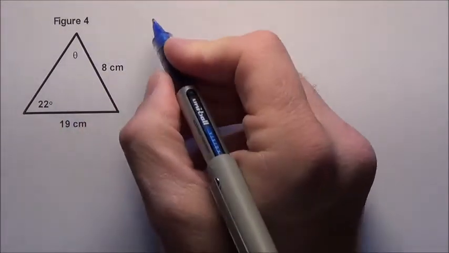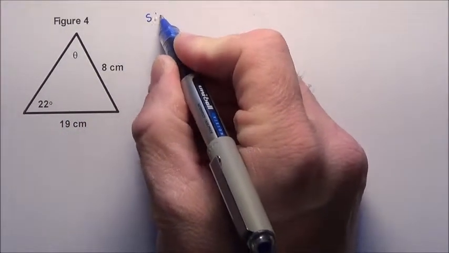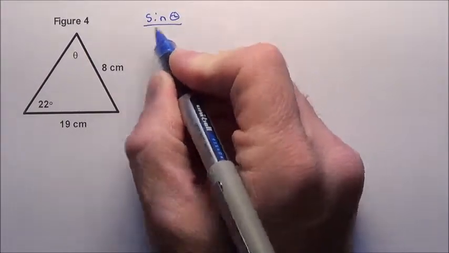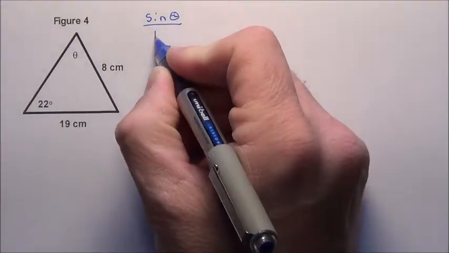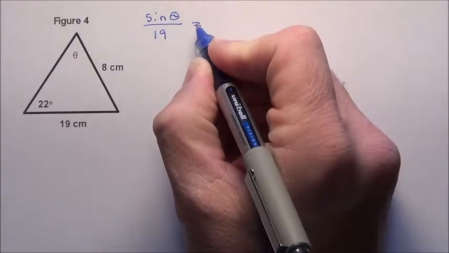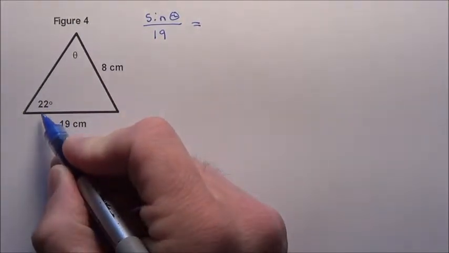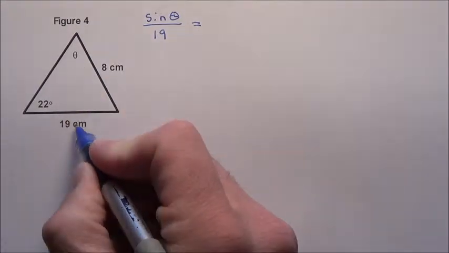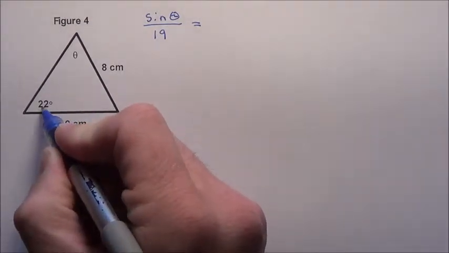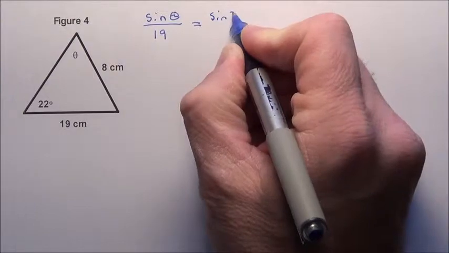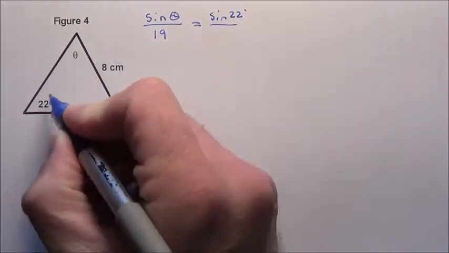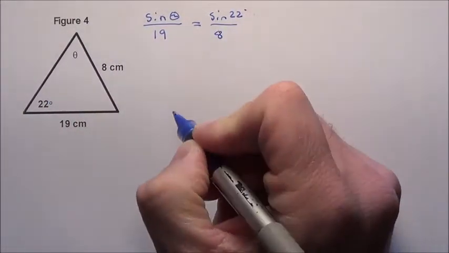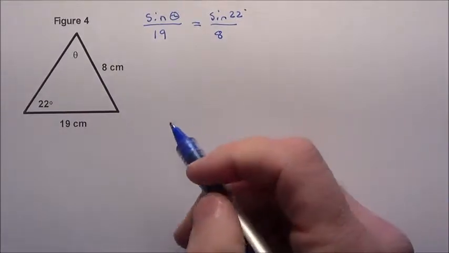You have this, so it's going to be the sine of our unknown angle, the sine of theta, over its opposite side, 19. That ratio will always be the same as the sine of the other angles over their opposite sides. So sine of theta over 19 will be the same ratio as sine of 22 degrees over its opposite side of 8. And that's the way we always set up the law of sines.